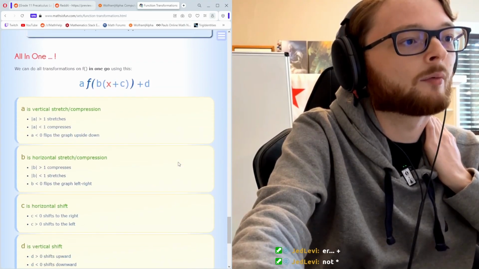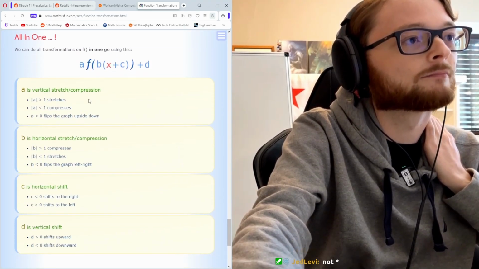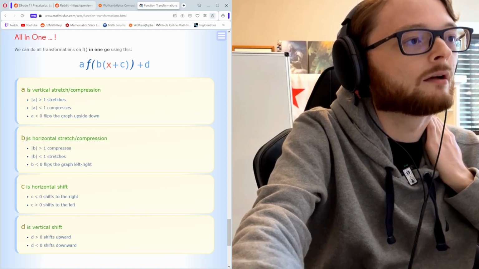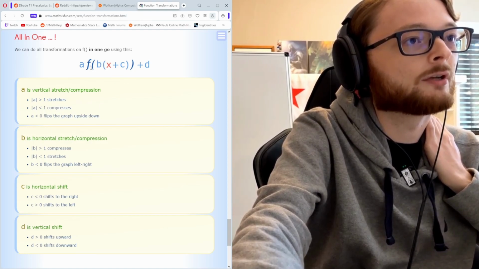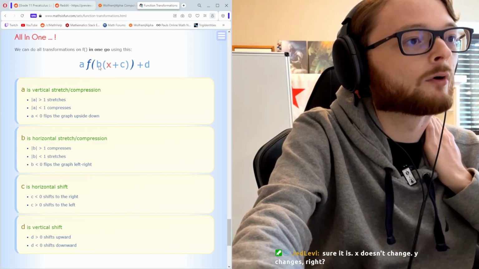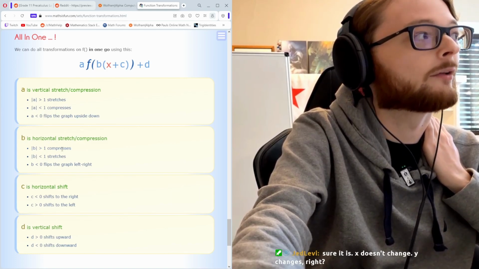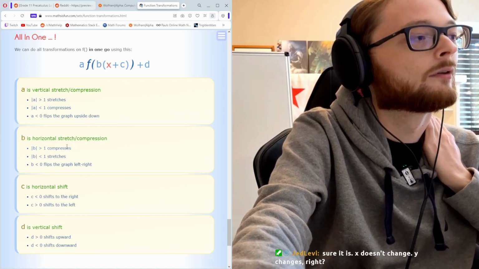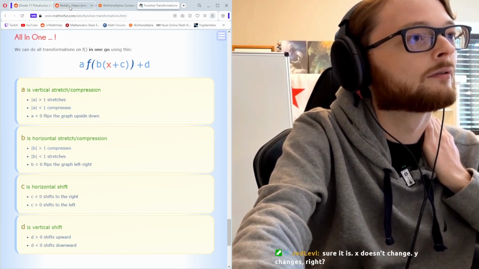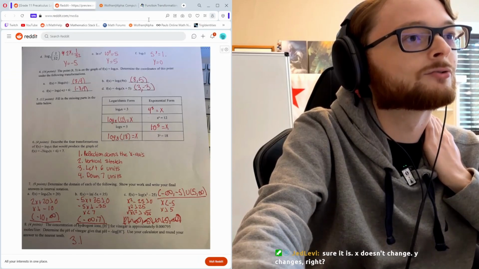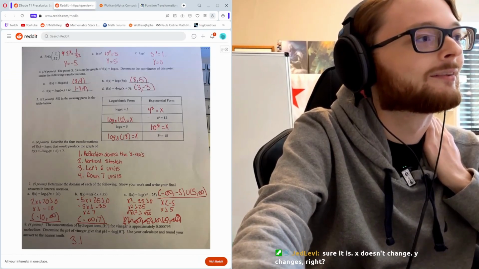I just want a table with the rules. Here we go. Okay, B, this coefficient here, is a horizontal stretch or compression. If B is greater than 1, it does compress.